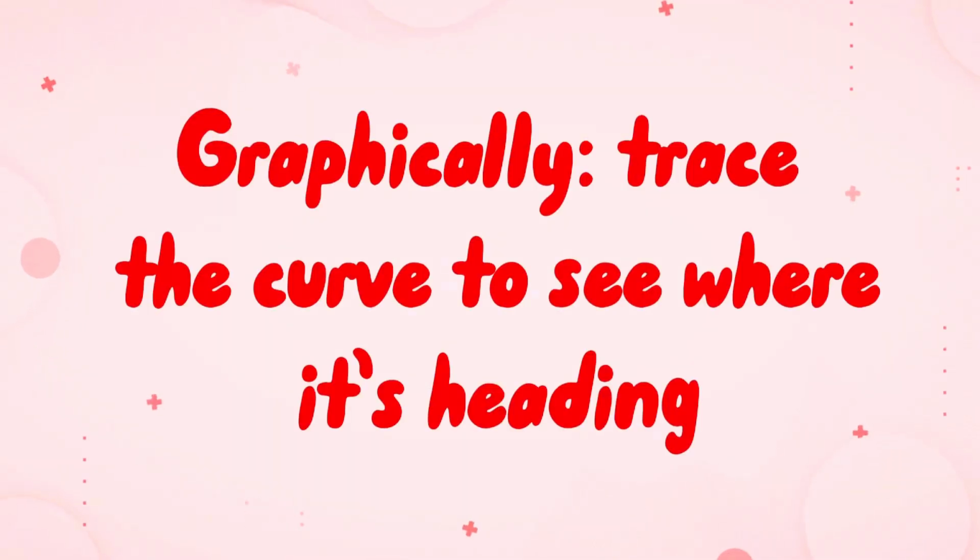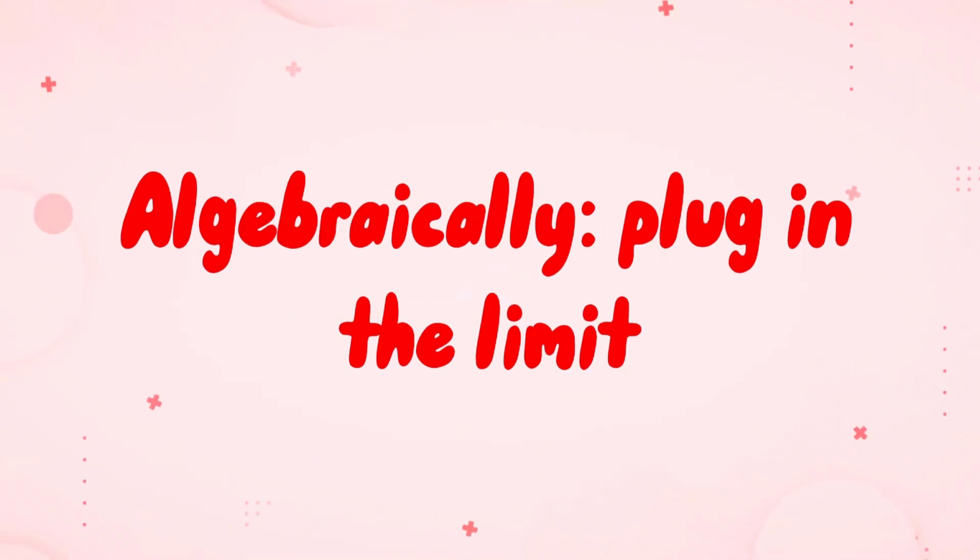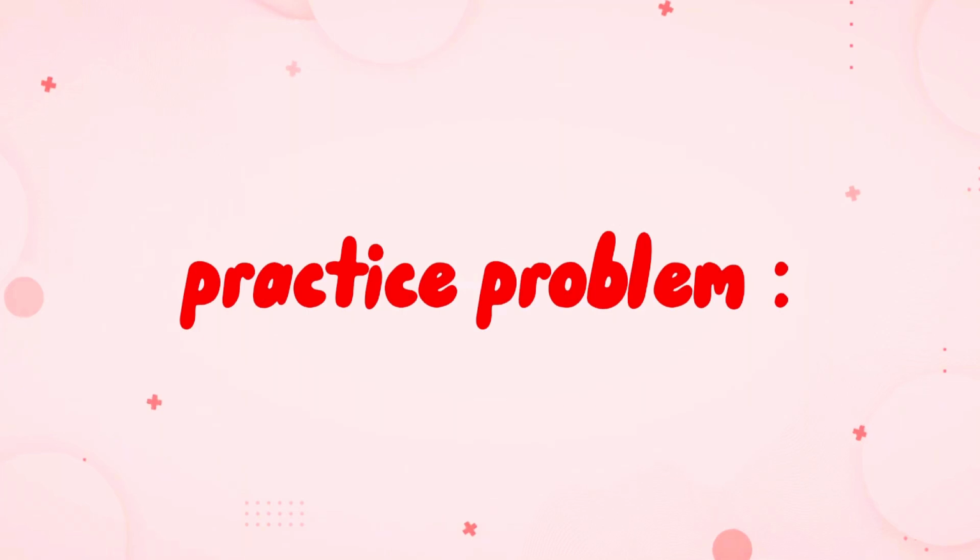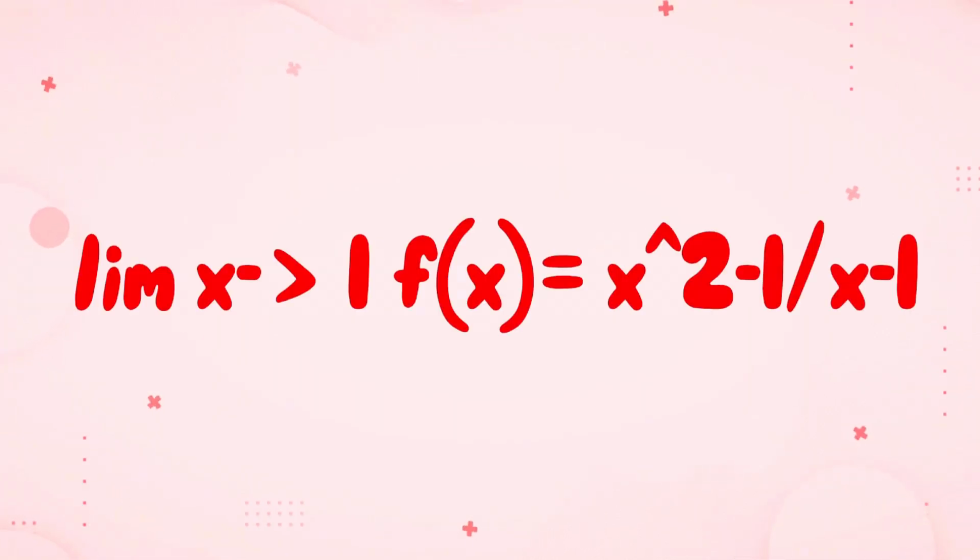So here's a quick recap. Graphically, you trace the curve to see where it's heading. Algebraically, you plug in or simplify to find that same number. Both ways work. Here's a practice problem for you. Find the limit as x approaches 1 for f of x equals x squared minus 1 over x minus 1. Pause the video, try it out, and see if you get 2.